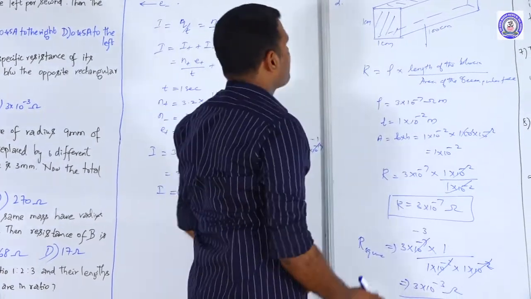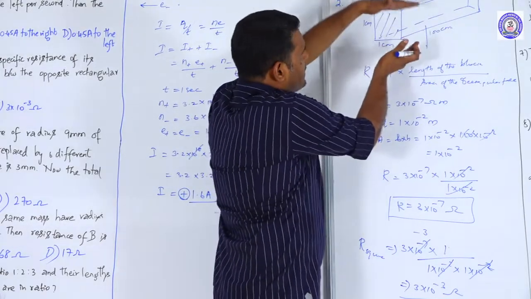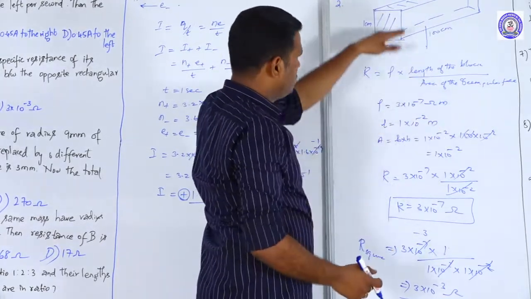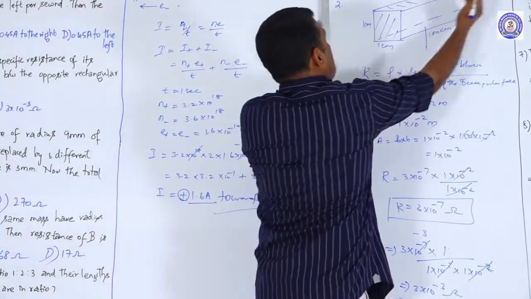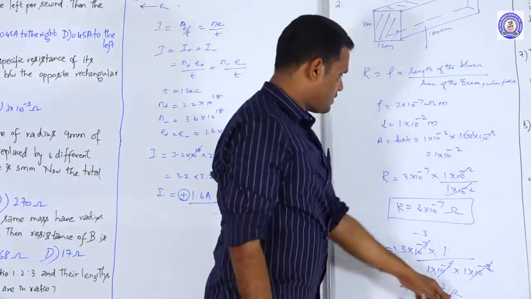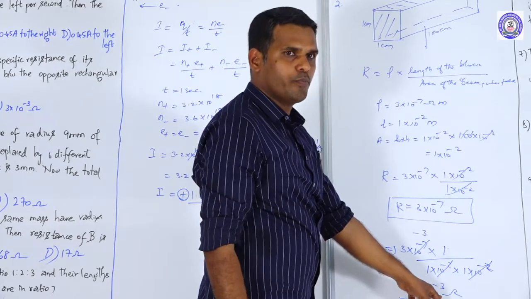See the difference. For rectangular faces, the thickness is less, so the resistance is less. For square faces, the length is more, so resistance is more, 3 into 10 power minus 3 ohm.